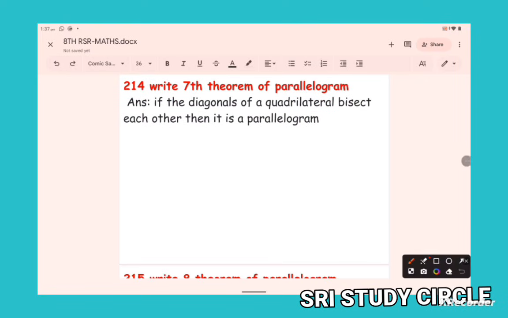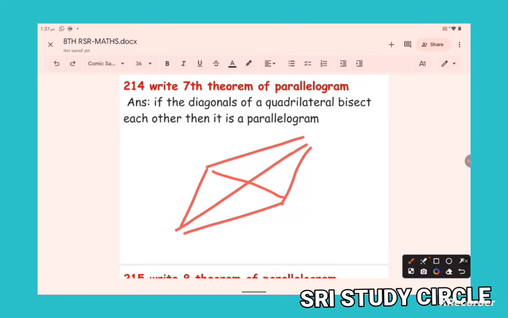Seventh theorem. If the diagonals of a quadrilateral bisect each other, then it forms a parallelogram. Right. If in a quadrilateral the diagonals bisect each other, then that quadrilateral forms a parallelogram.